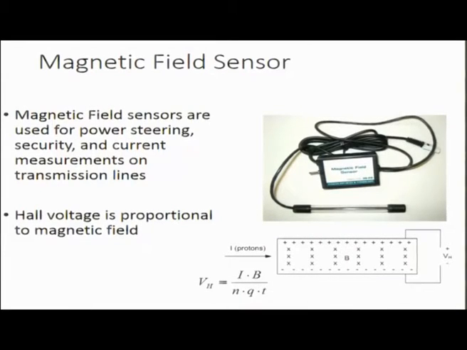Sensing is also carried out for magnetic fields. A variety of applications exist for magnetic field sensors in power steering, security, current measurements, transmission lines, and so forth. So the basic principle is the Hall effect, which is the production of a potential difference across an electrical conductor. In this case, you can see that there are a group of positive and negative charge layers which are accumulating on both sides, and this happens particularly when a magnetic field is applied in a direction that is perpendicular to the flow of current.